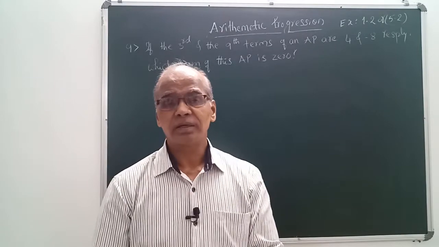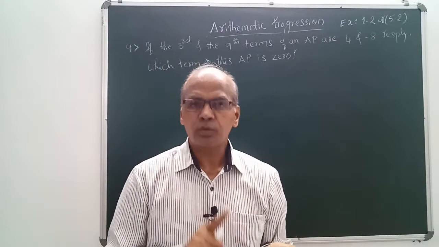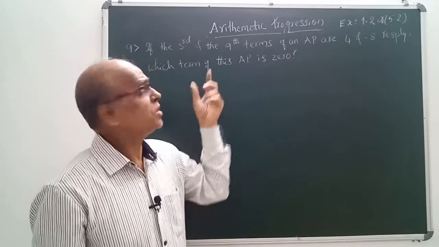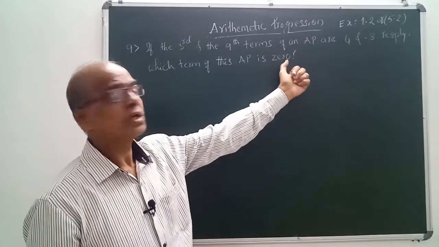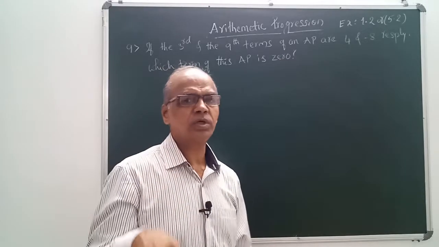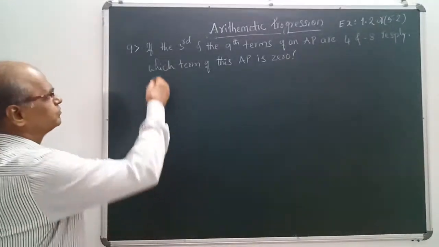Then one of the terms in the given AP is 0. Which is that? Is it the 10th one, the 20th one, the 11th one? We have to find that. Which term of this particular AP is 0? Understood? So this is what we have to find. That means we have to find n.